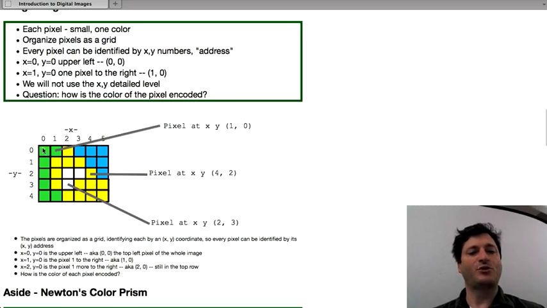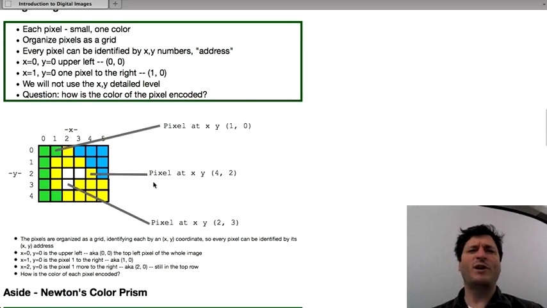So I could just do some simple examples. For example, the absolute upper left pixel is at 0, 0, or x equals 0, y equals 0. The pixel 1 to its right, so this pixel here, is at x equals 1, y equals 0. A lot of times, the convention is to just say the x number and then the y number. So I would say this is 1, 0. And let's say this pixel over here, well, you can read up. It's at x equals 4, y equals 2, or I could just say 4, 2.